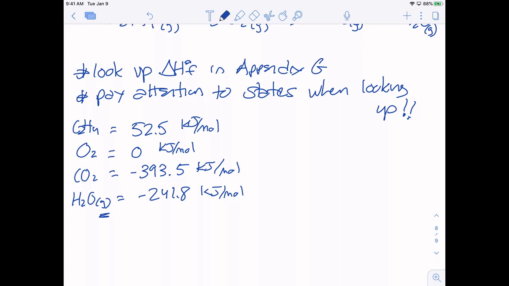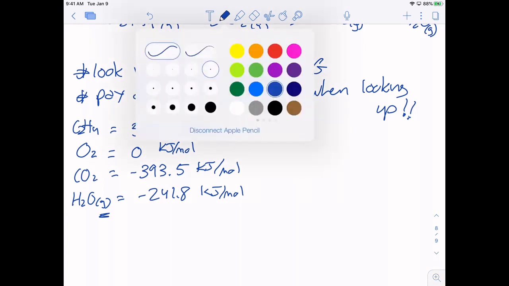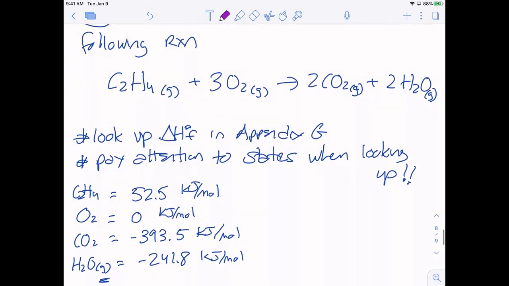And if you do the problem with the wrong number, you're going to get the wrong answer, so do be careful. So setting up the problem, I do need to pay attention to my coefficients, right? These are the enthalpy changes for 1 mole of that substance, kilojoules per mole, there's a 1 on the bottom. These coefficients mean I have more than 1 mole. So I have 1 ethylene, but I have 3 oxygen, 2 carbon dioxide, and 2 water. So I do need to multiply the corresponding standard heat of formation by the coefficient.